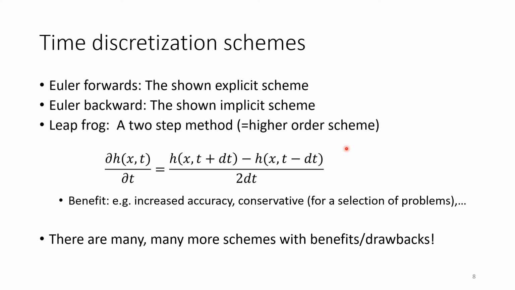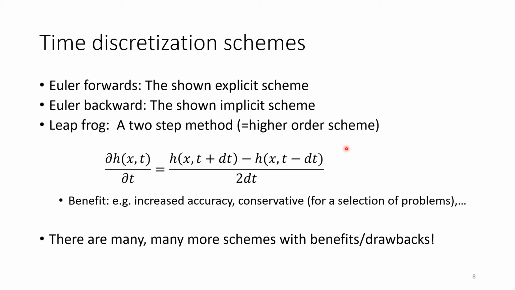Which is called Euler forwards or Euler backwards, depending on if you use the implicit or the explicit scheme. But there is a bunch of other methods, right? Another popular one is the so-called leapfrog. It's a higher order scheme because it's a two-step method. So you have an increased accuracy and some other benefits. It's conservative for a bunch of problems.